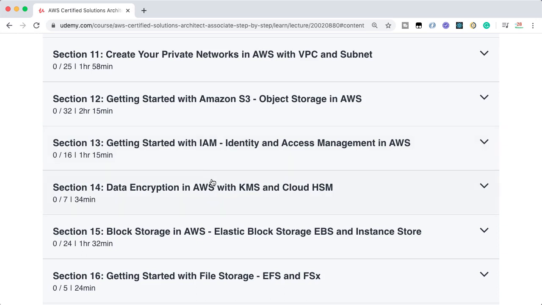In section 14, we will discuss about how you can protect your data using data encryption. We would be looking at two important services, KMS and Cloud HSM. And as we discuss security, we would also start with discussing about storage. In section 12, we would start with talking about the object storage option in AWS, which is Amazon S3. We'll explore Amazon S3 in depth in a section which lasts for more than 2 hours.